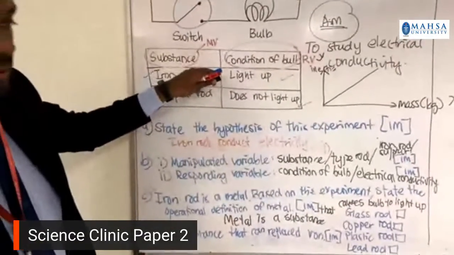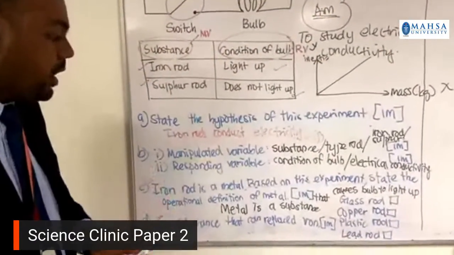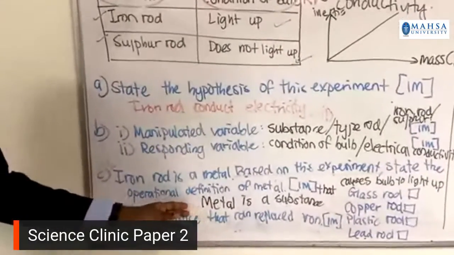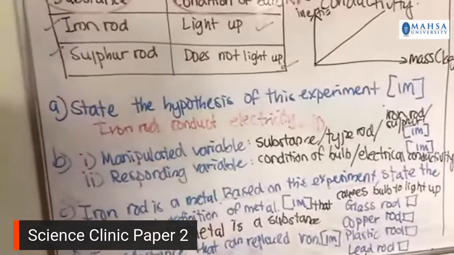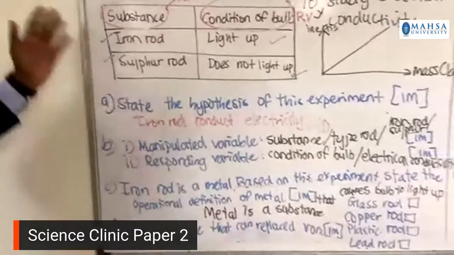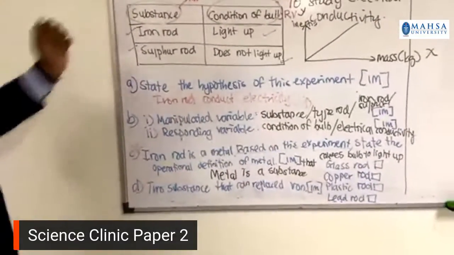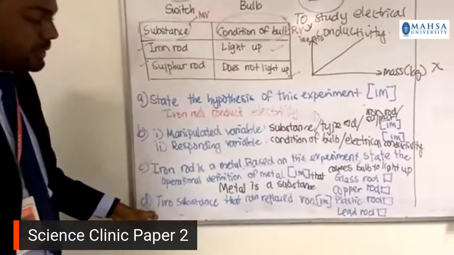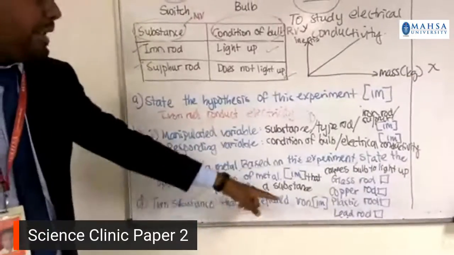Again, from the question. So this is what we call an operational definition. Operational definition means a definition from the experiment. Okay, next, the last question is 2 substances that can replace iron.